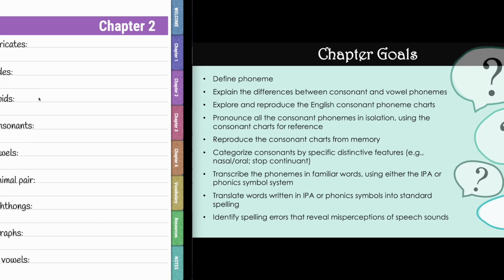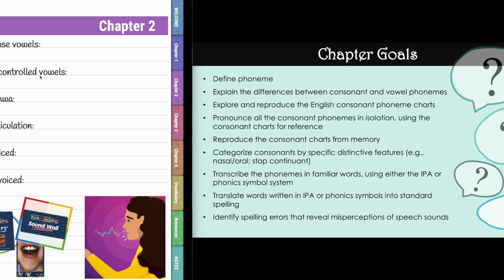So let's head over to affricates, glides, liquids, consonants, vowels, minimal pair, diphthongs, digraphs, lax vowels, tense vowels, r-controlled vowels, schwa, articulation, voiced, and unvoiced. So if you need help with any of those, I've tried to put that into the presentation so you'll be able to grab some of those kid-friendly terms.